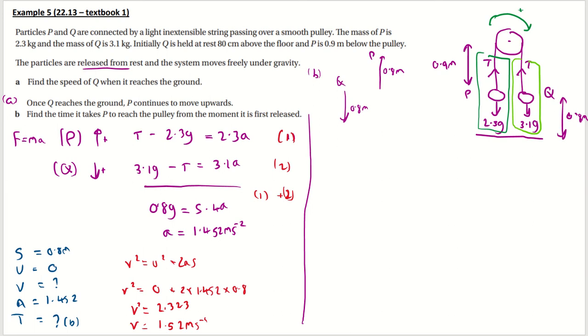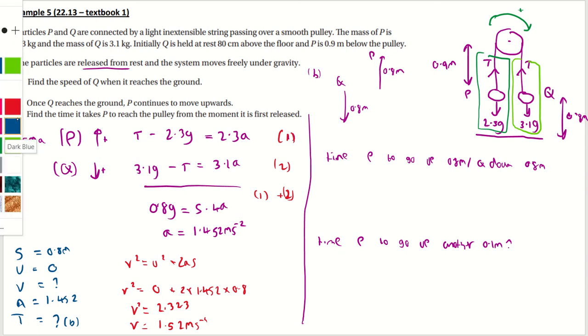So I need two things. I need the time it takes P to go up 0.8 meters, Q down 0.8 meters. I'll find that first. And then I need the time it takes P to go up another 0.1 meters. Okay, so let's do the first bit.